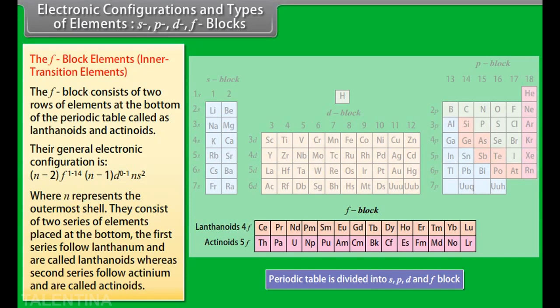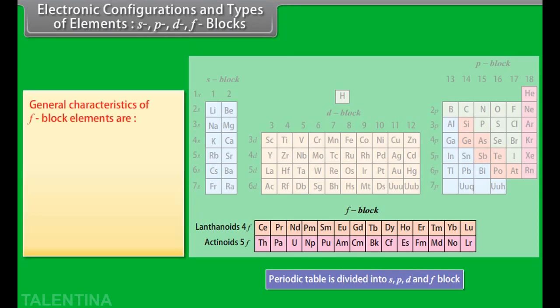They consist of 2 series of elements placed at the bottom. The first series follows lanthanum and is called lanthanoids, whereas the second series follows actinium and is called actinoids.